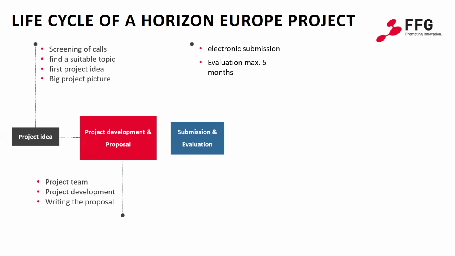There's always a specific date for the deadline, and you submit electronically, and we come a bit later to what parts you have to write. The evaluation takes at most 5 months, and then you have at most 3 months to sign the actual grant agreement.